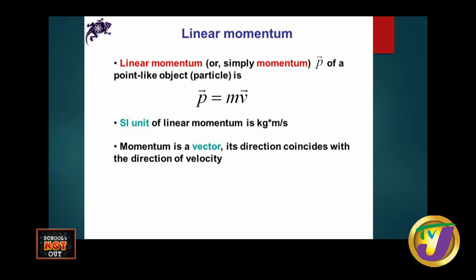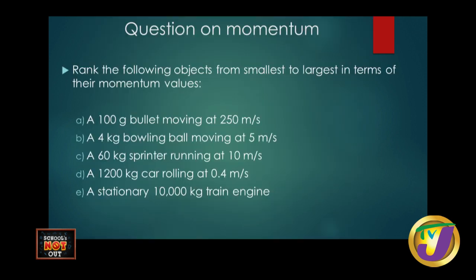Momentum is a vector, as we said already. Its direction coincides with the direction of velocity, as we said already. Now, a quick question and a trivia actually. Rank the following objects from the smallest to the largest in terms of their momentum values. Now we have a 100-gram bullet moving at 250 meters per second. That's extremely fast. A 4-kilogram bowling ball moving at 5 meters per second.